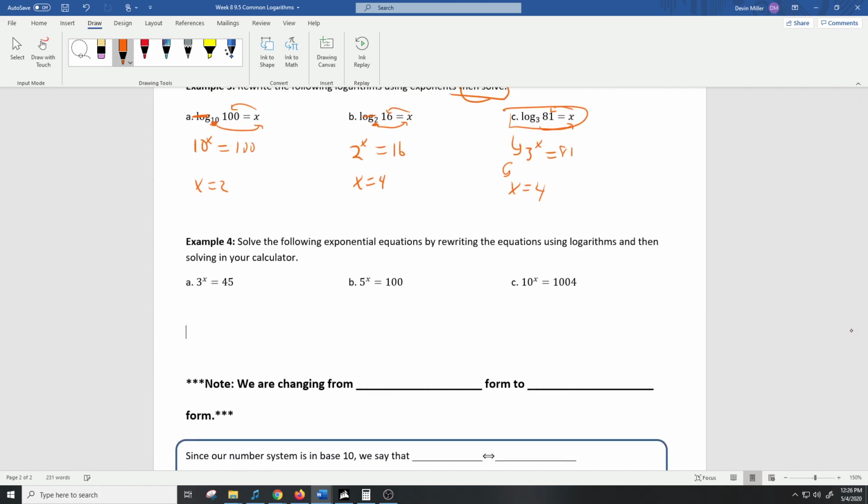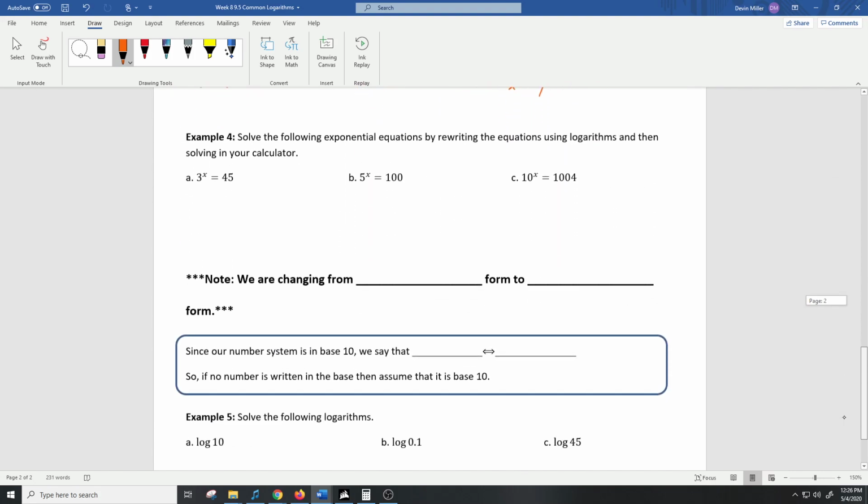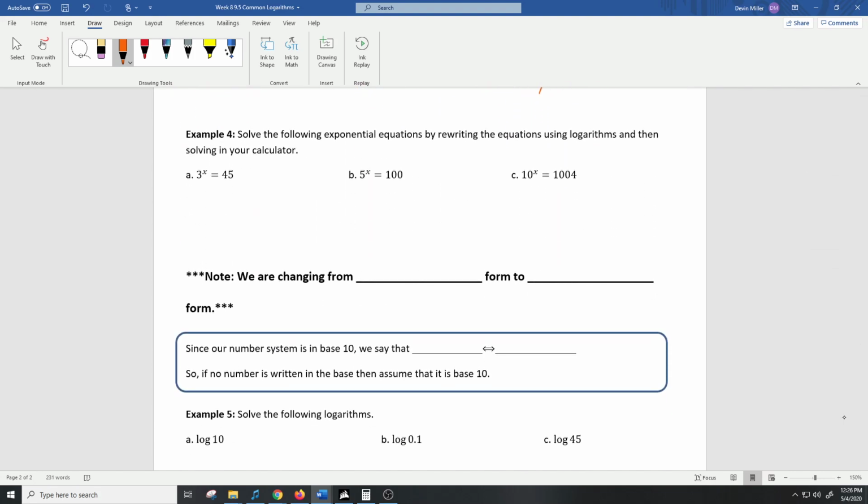Actually, almost done. So I'm going to show you how to do this in the calculator as well on that website. For example, 4. Solve the following exponential equations by rewriting the equations using logarithms, and then we'll put it in the calculator. So right now, you can't really solve this the way it is without guessing and checking. You could say it's probably 3.5 or 3.6. You could guess, but I'm going to show you how to put this in the calculator after we rewrite it with logs. So how do we do that again?